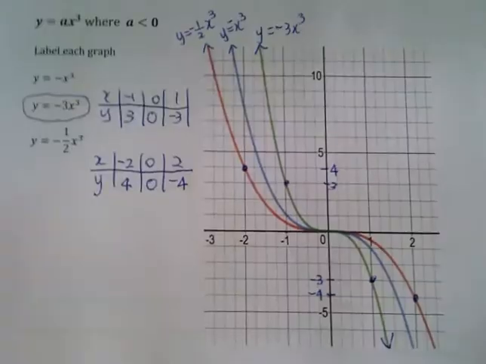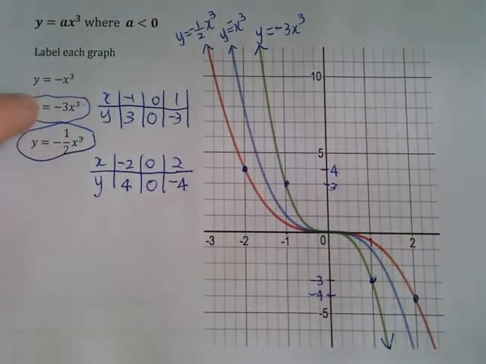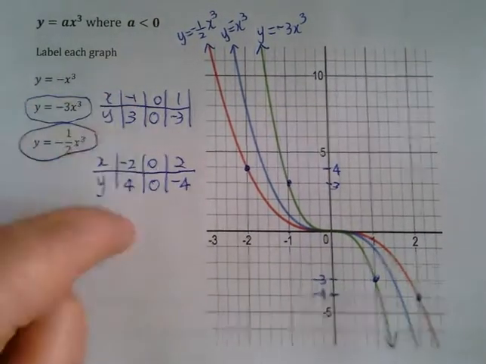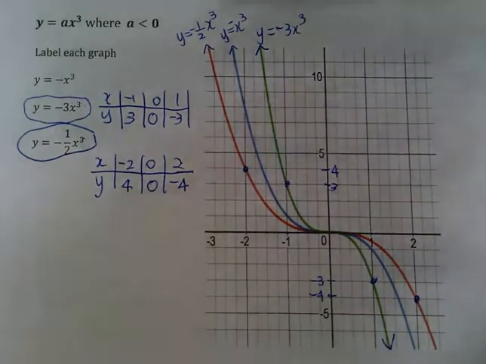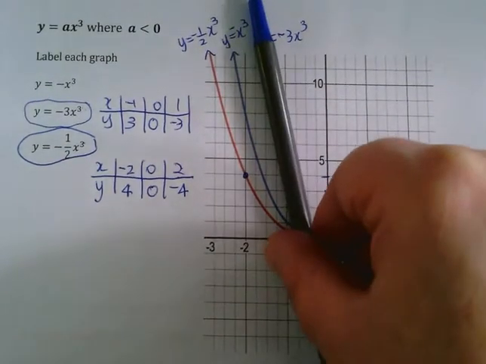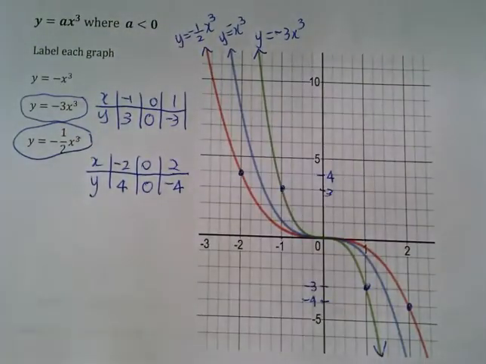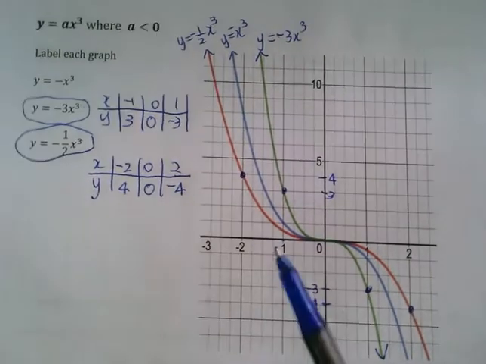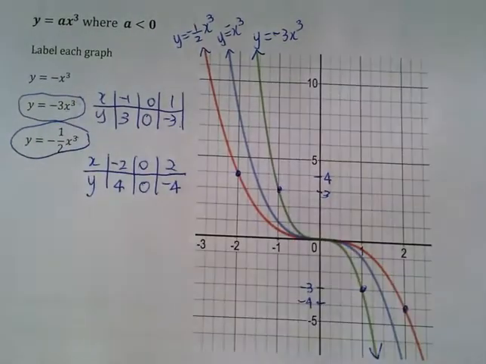So I've only graphed negative 3x cubed and negative half x cubed. I've graphed the others, but I'm doing tables of values only for those two. All right? So again, negative goes this way. Green is the steepest, negative 3, then negative 1, then negative a half. Right? Negative tells you which way it goes, and the number tells you how steep it is.